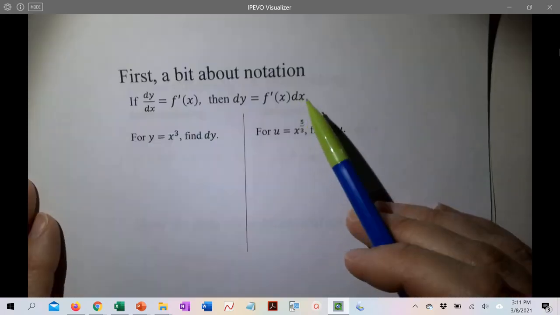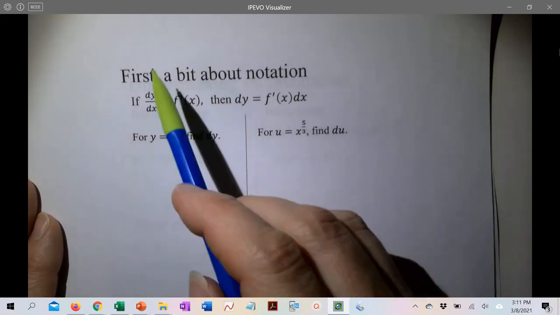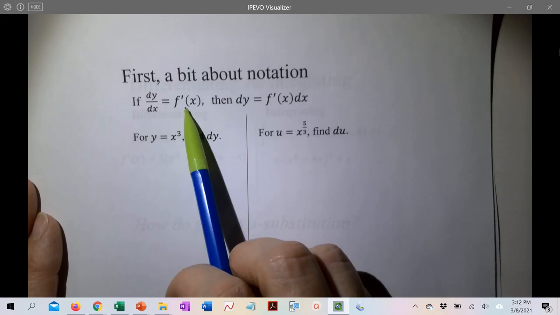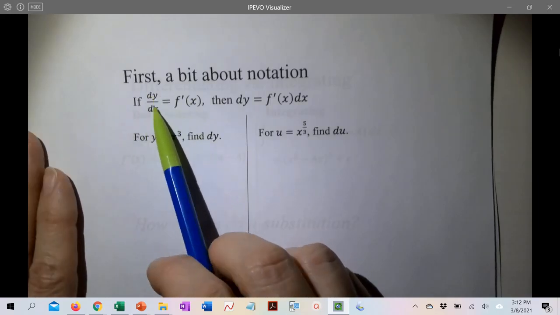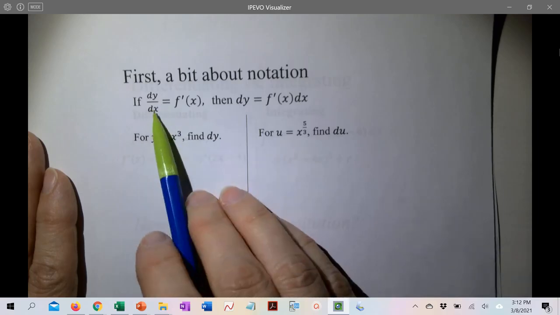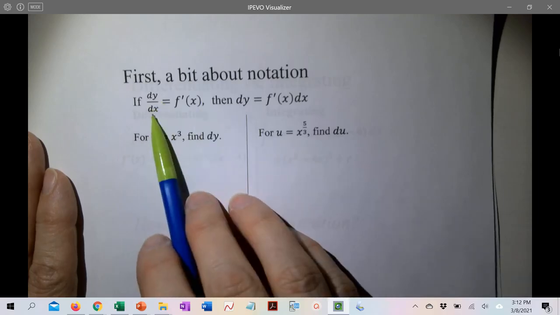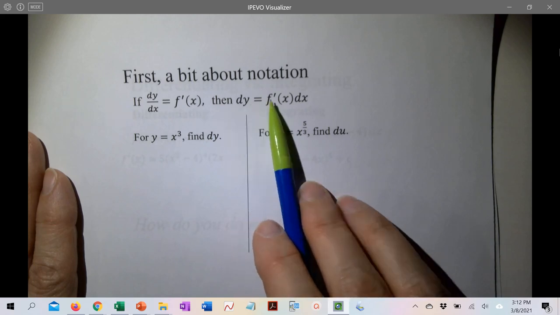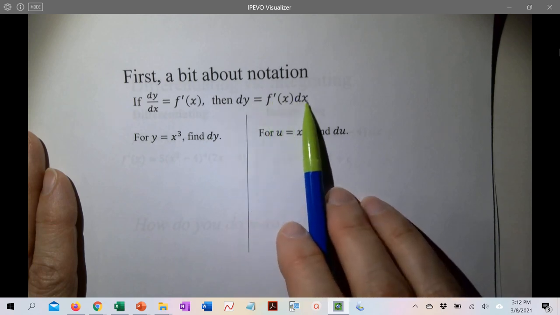But first, let's talk a little bit about notation. So remember, we were using both of these notations when we were finding derivatives. dy dx equals f prime of x. And if you were to take this and treat the dy dx like a fraction, which we do sometimes with calculus, and I were to multiply both sides by dx, then I can isolate dy and say that dy is f prime of x times dx.